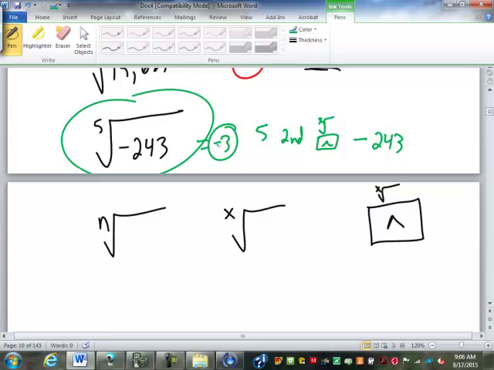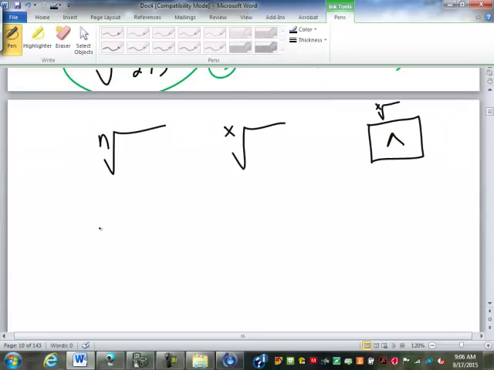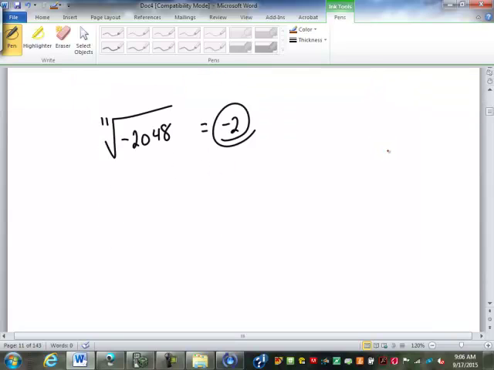Anybody not get it to work? Try this one, the 11th root of a negative 2,048. Negative 2? Perfect. How about the 6th root of a negative 729?